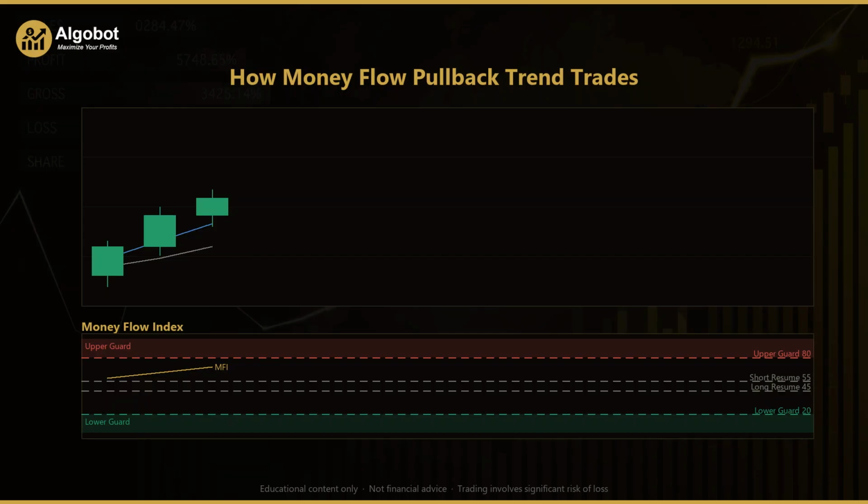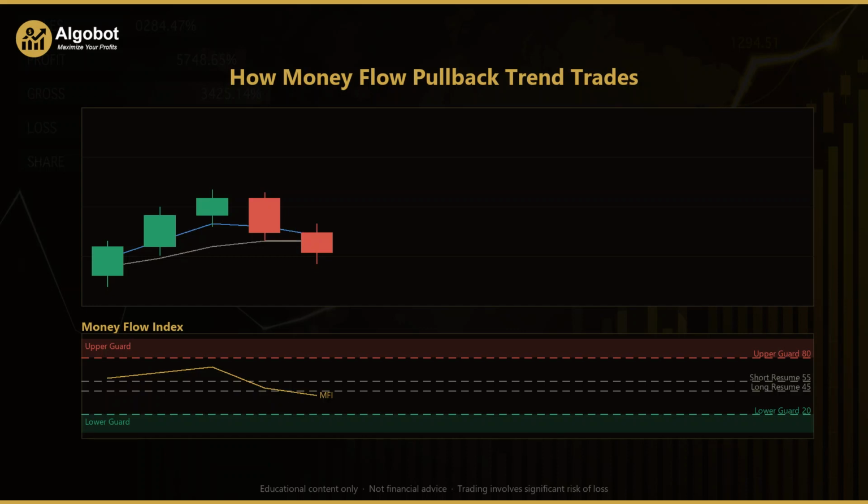Watch the opening candles. Price is stepping higher, the fast average is above the slow average, and price is holding above both. That's our uptrend, the only environment in which the strategy will consider a long. During this push, notice the Money Flow Index up in the 60s and 70s, confirming that real buying volume is behind the move. Then the market pauses.